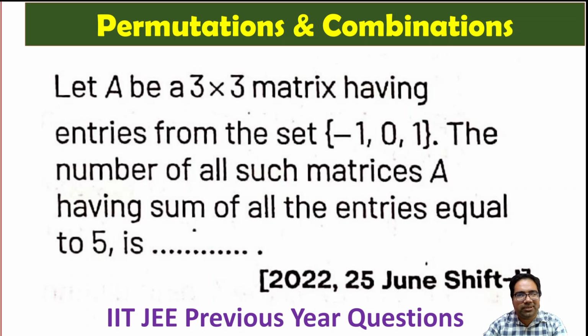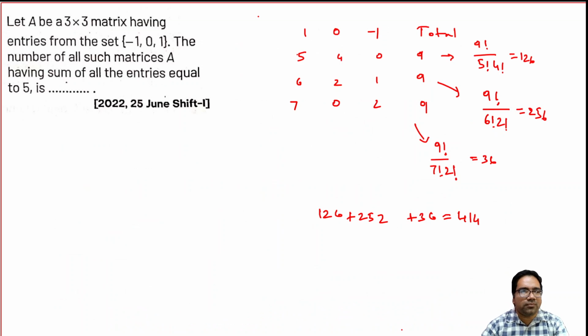We are looking for 3 by 3 matrices, and all entries can be either -1, 0, or 1. How many such matrices can we create so that the sum of all entries is equal to 5? Basically, a 3 by 3 matrix means we have 9 entries, and all of those 9 entries can be either -1, 0, or 1, and the sum of them should equal 5. These are the three entries.